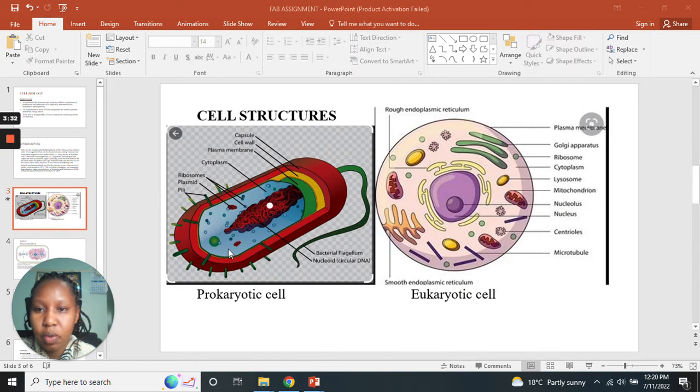On the next slide, we are going to look at the structures, and there you are able to see the prokaryotic cell and the eukaryotic cell. You see there are distinguished differences in their structures.